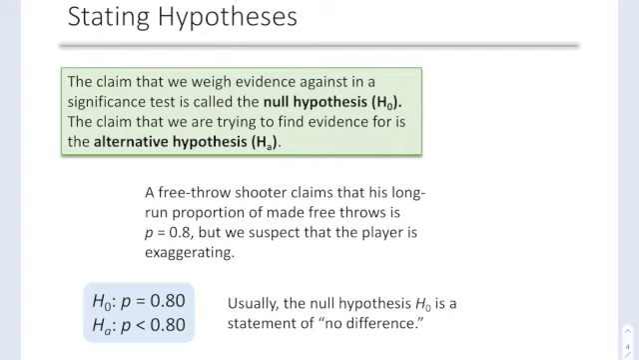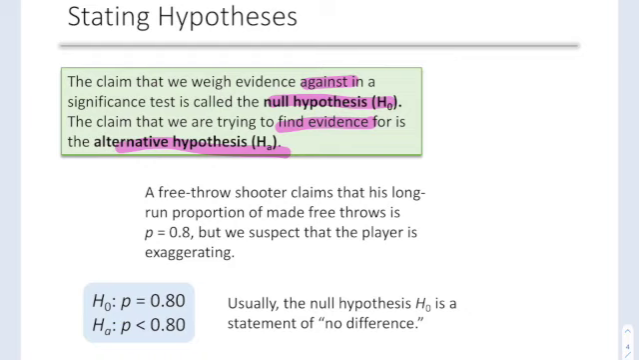So you start with the null and alternative hypotheses. The claim that we have evidence against for the significance test is called the null hypothesis. So this is typically what the claim is from a manufacturer, from a company. This is what they state. But what we're trying to do is find evidence for the alternative, saying, oh, actually, we are doubting the claim, and this is the direction in which we're doubting.